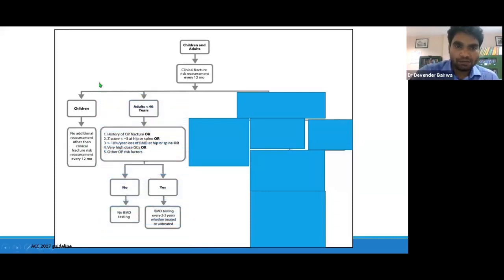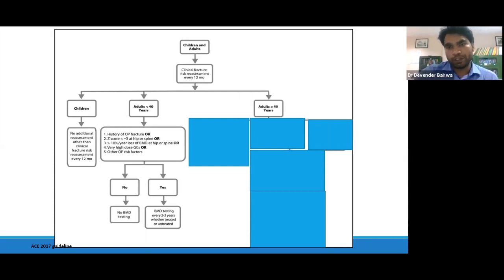Now come to adults who are less than 40 years of age. In these patients, if there is a history of osteoporotic fracture, or Z score is less than -3 at hip or spine, or there is rapid bone loss like more than 10% of BMD loss at hip or spine, very high dose glucocorticoids, or other osteoporosis risk factors, as we discussed in the last class, then BMD testing has to be done every 2 to 3 years, whether treated or untreated. If none of these factors is there, then no BMD testing is required.